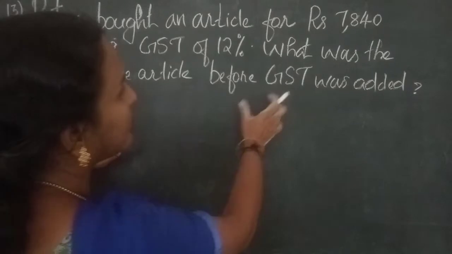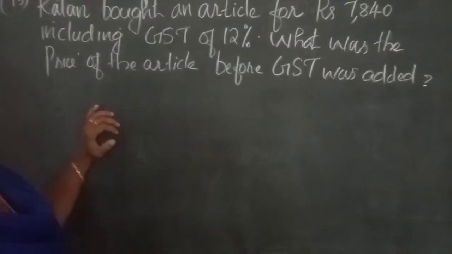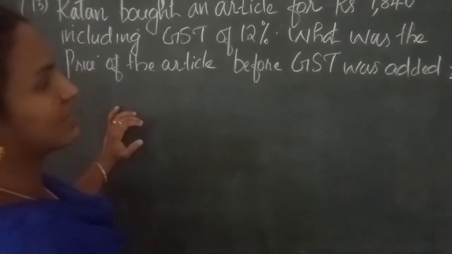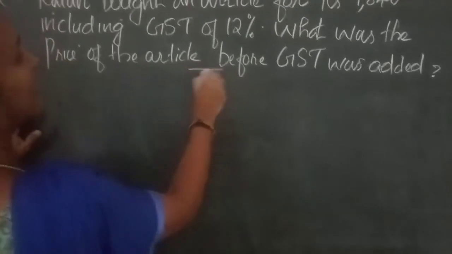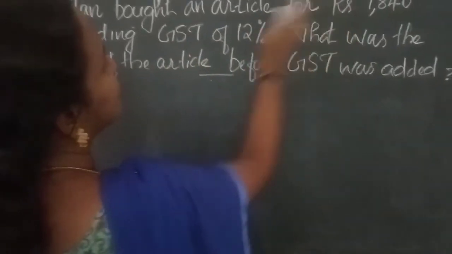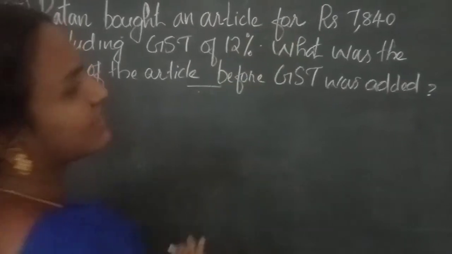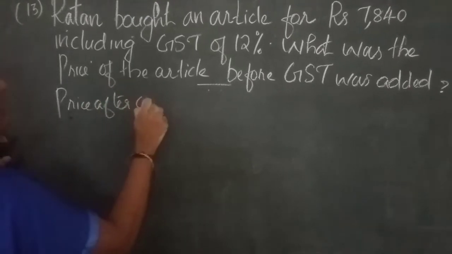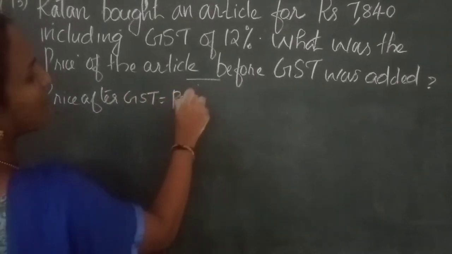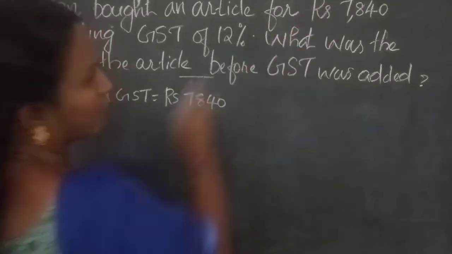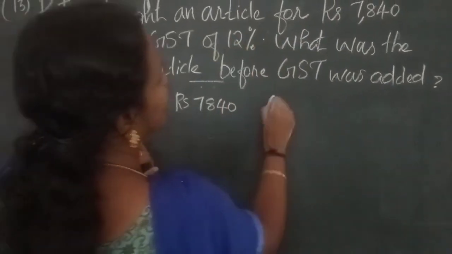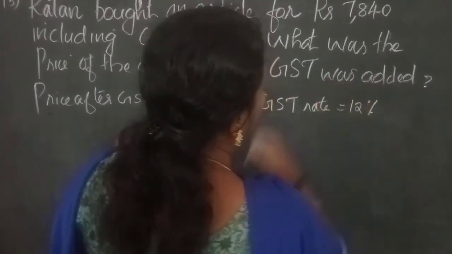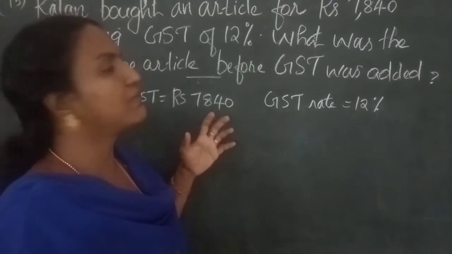So we have to find price before GST. We have to find the price of the article before GST. So what is given? Price after GST is given and GST rate is given. Price after GST is equal to rupees 7,840. Then GST rate is equal to 12%. How to find price before GST?